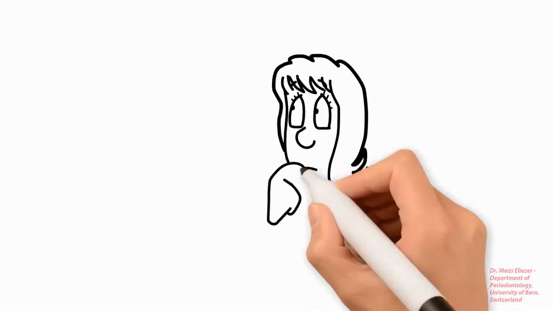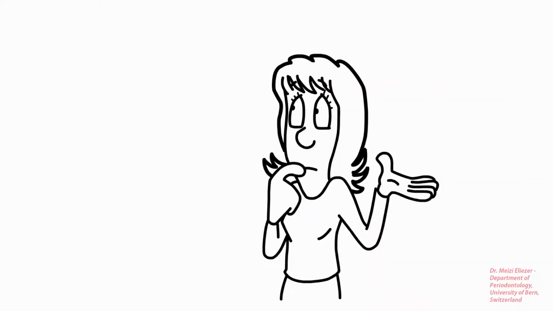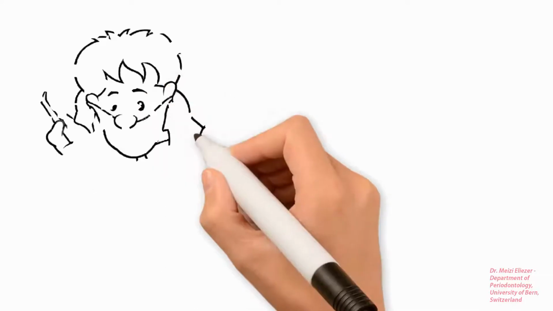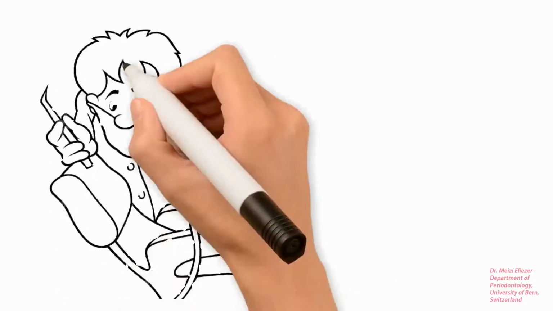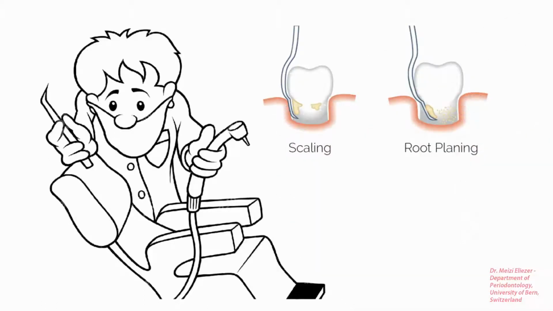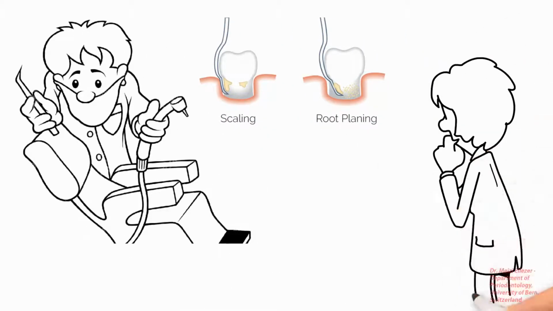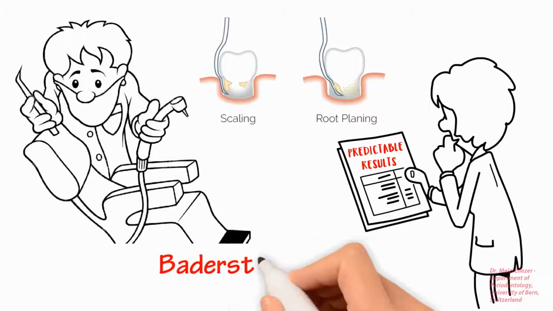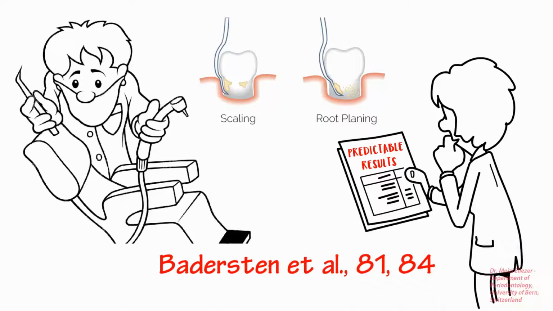What would you do if your patient presented chronic periodontitis with peri-implant mucositis and peri-implantitis? What kind of treatment would you choose? For treating chronic periodontitis, the treatment of choice is scaling and root planing. This treatment showed in the literature predictable results in probing depths, bleeding on probing reduction, and gaining clinical attachment.